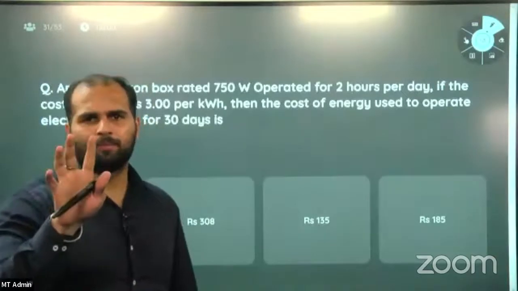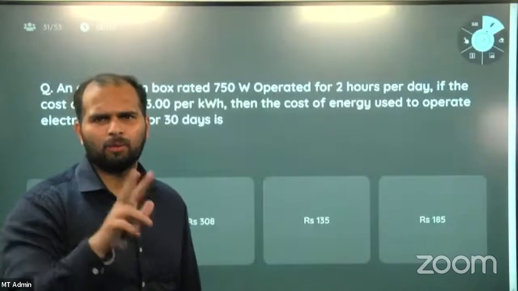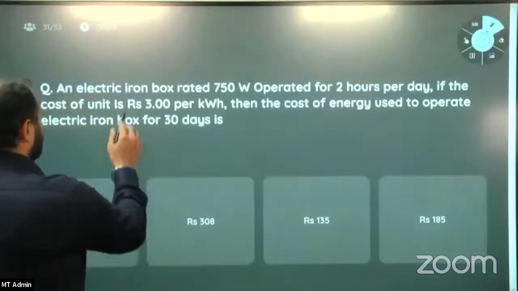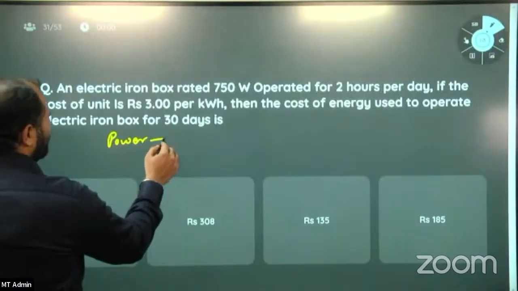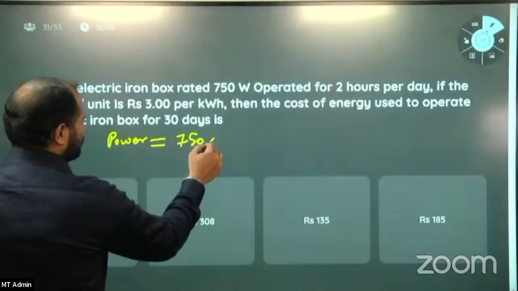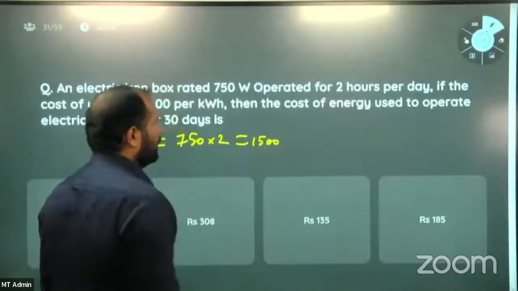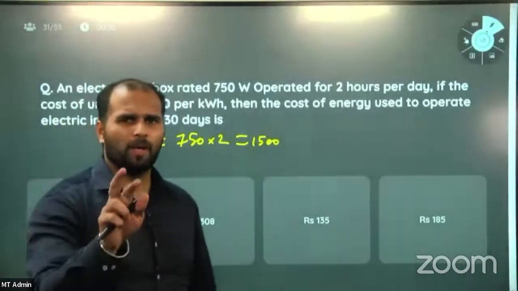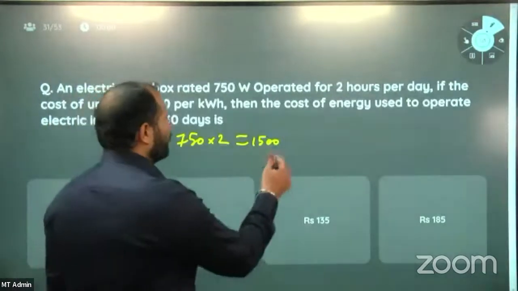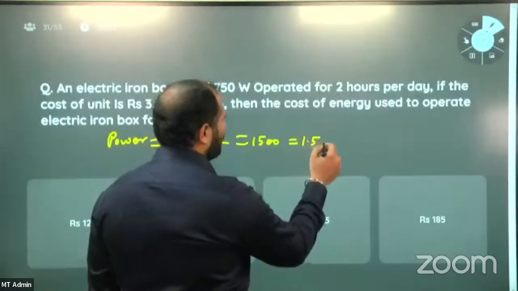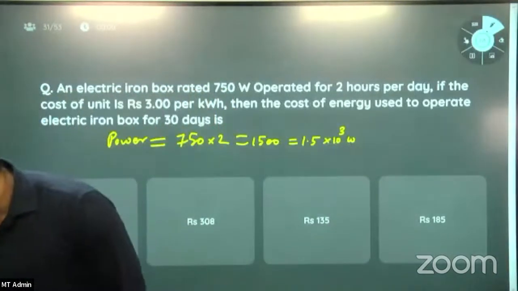मतलब 1 hour में, see, power is always watts per hour, right? So 1 hour में 750 अगर वो लेता है, तो 2 hours में कितना लेगा? So per day, the power consumed is nothing but 750 into 2. कितना हो जाएगा? This is your 1500. This is but in watts. We always require kilowatts, right? Kilo means it should be in 10^3. Can I write this 1500 as 1.5 into 10^3 watts? Yes or no?